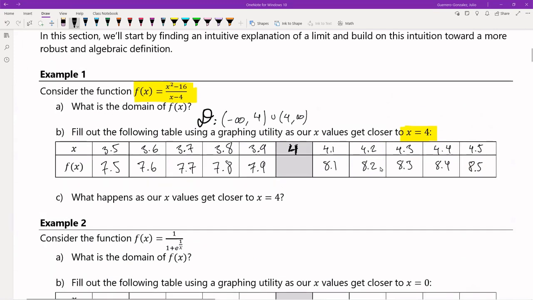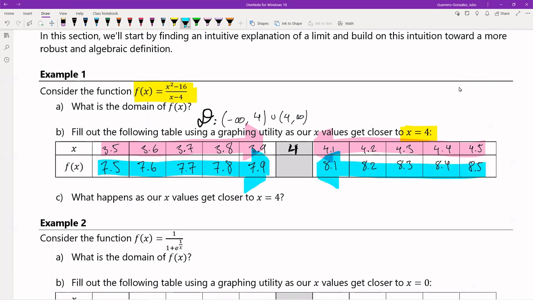Okay. So what I want everybody to see is this. On the top row, my x values are getting closer and closer to 4, right? What I want to do is look at what's happening to my bottom values, my f of x values. And if you guys see, my f of x values are heading toward the number 8, right? So what we say is that my f of x values are tending toward the value 8, okay?